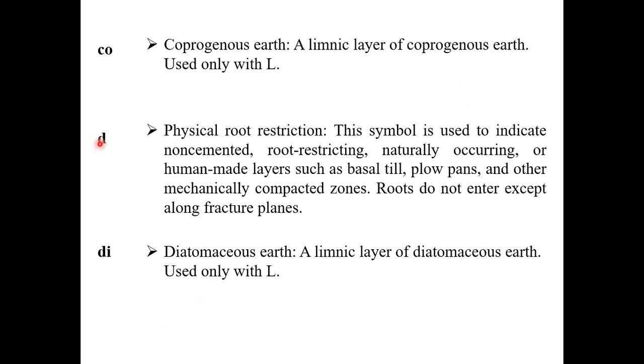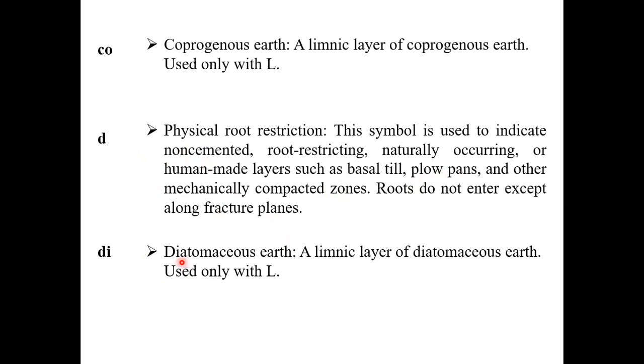So next comes d. Small d means physical root restriction. In this type of subordinate notation, we can see only a physical root restriction. So this symbol is mostly used for non-cemented root-restricting layers, natural or human-made. Generally, we can say hard layers, like when we use heavy tillage activity, there will be formation of large plow pans. So the entry of roots is restricted in a completely compacted zone. Roots do not enter except along fractured planes. So if you have found that type of physical root restriction or hard pan, you can give the name d.